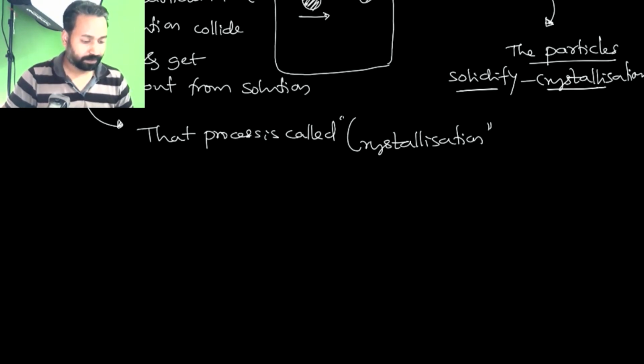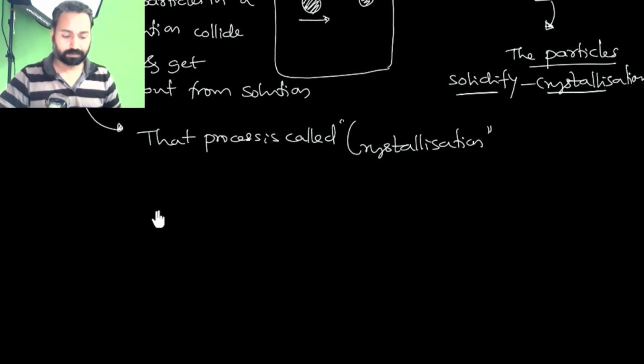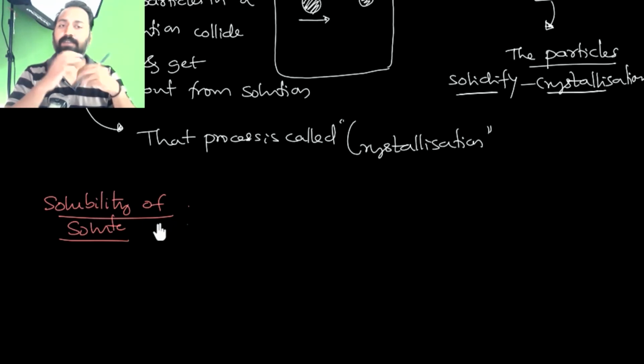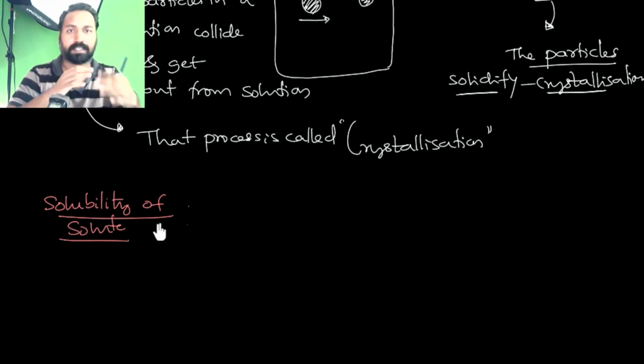Now we'll take the definition for solubility of solute. The last term here, solubility of solute. This is quite interesting, students. Every particle has the capacity to get dissolved in a particular solvent. For example, if you take sodium chloride, it is easily soluble in water. But the same sodium chloride, when you dissolve in some other solvent, it may be soluble only for 50% or 25% or 10%, or it may be dissolved for 0%.